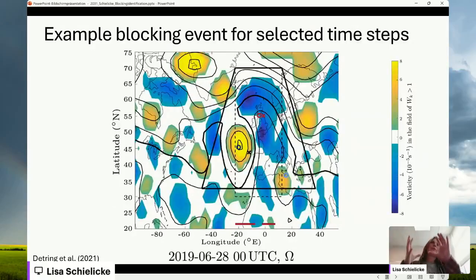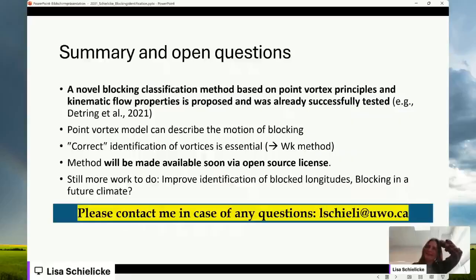And that's very interesting because we always assume that blocks are quasi-stationary systems, but they are not composed of the same vortices all the time. However, because of this quasi-stationarity, they can produce these extreme weather events which we experience. So to finalize, I proposed a novel blocking classification method, which is based on theory as well as kinematic flow properties. And we already tested this successfully in some papers.